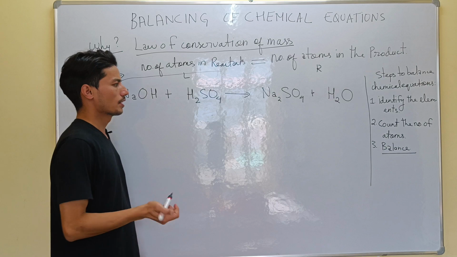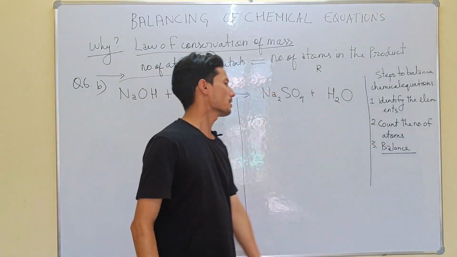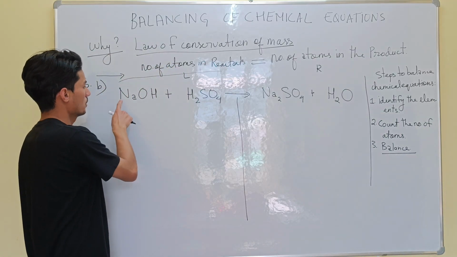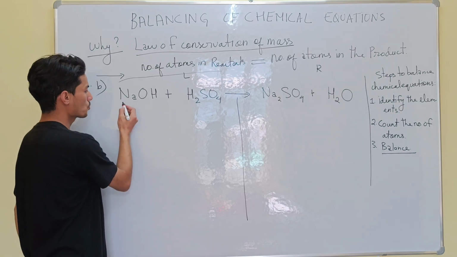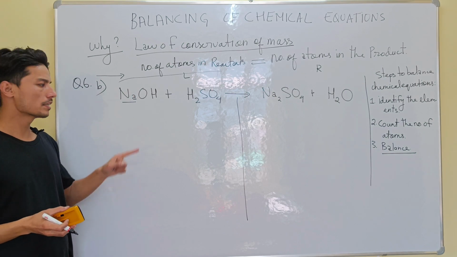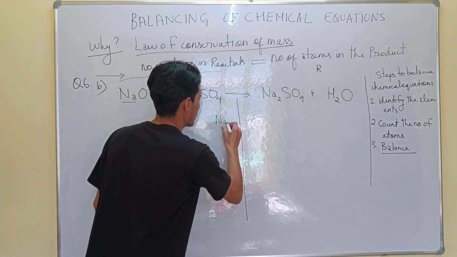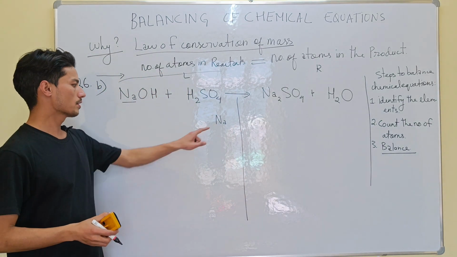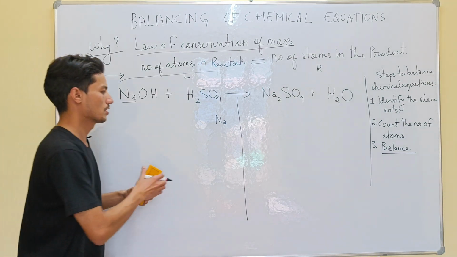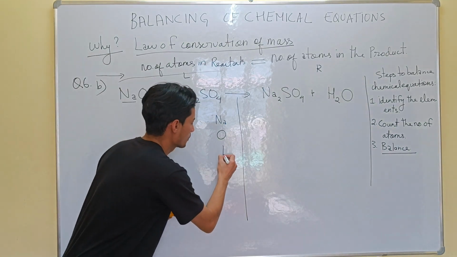Okay. Now we know the drill. So make a line. Step 1. Identify the elements. Always start from the reactant side, from the left hand side. So the first element has been identified to be sodium. This is sodium, having atomic number 11. So identify and write the symbol of the element, sodium. Then we move ahead and we encounter oxygen. So this is the next element, oxygen. Then moving forward, we encounter hydrogen.